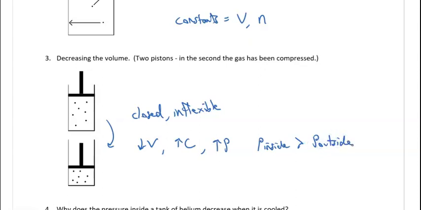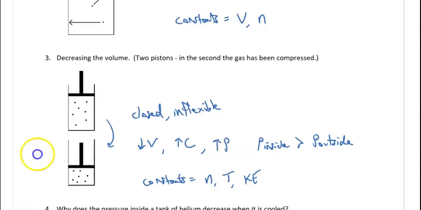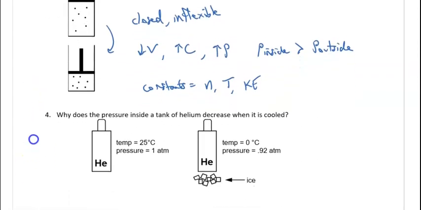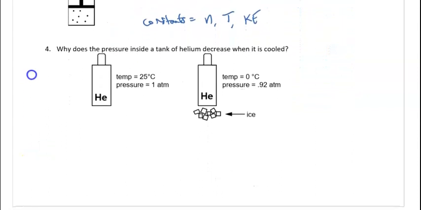All right, what doesn't change? Well, the constants for this one. The number of particles didn't change. The temperature didn't change, and the kinetic energy didn't change. We didn't heat it up, cool it down, or add any more gas. Now, when you're operating an engine, typically the next step, once you compress that gas, is to ignite it, and then it explodes outward, and that force is what generates the power of an engine. But we haven't done that yet, so we're going to stop there.